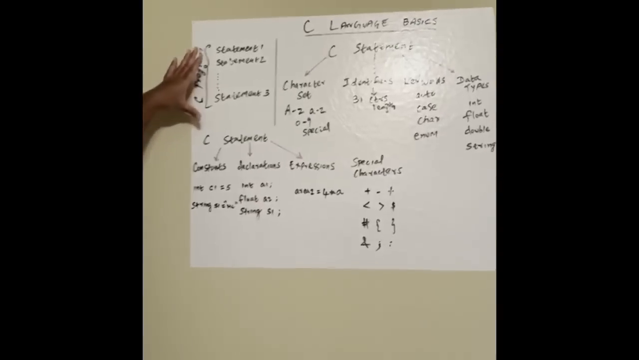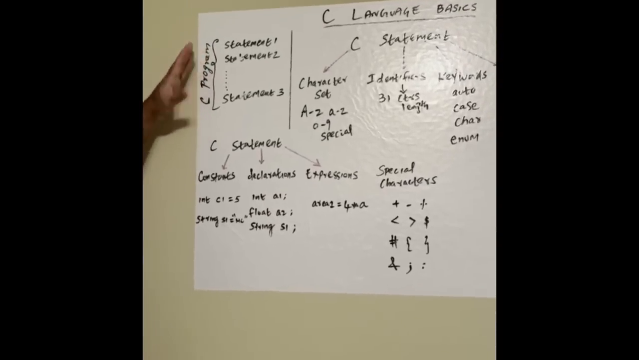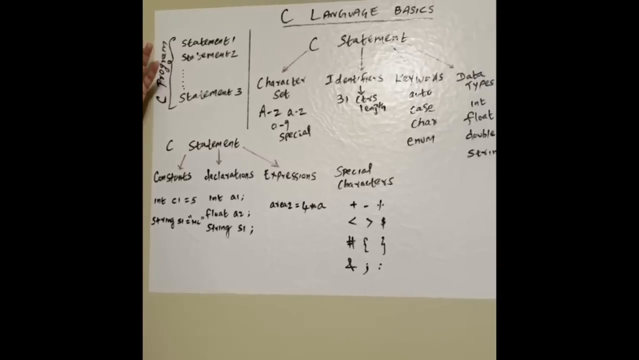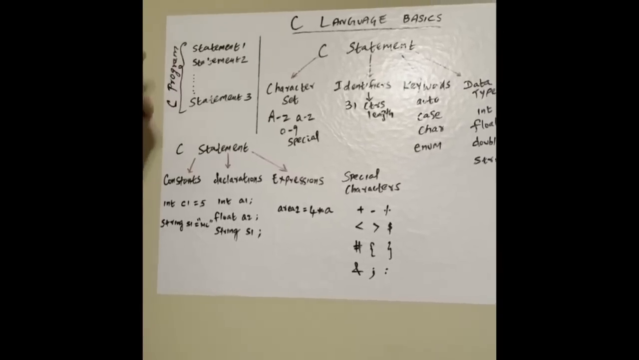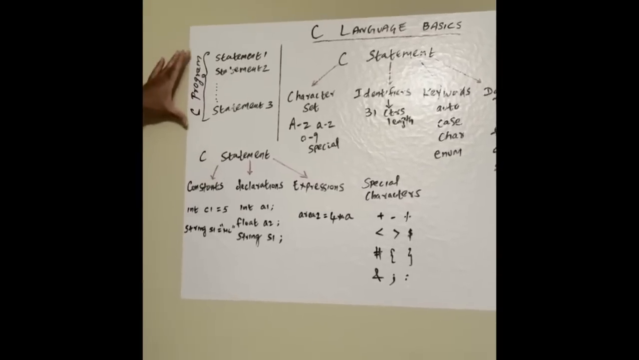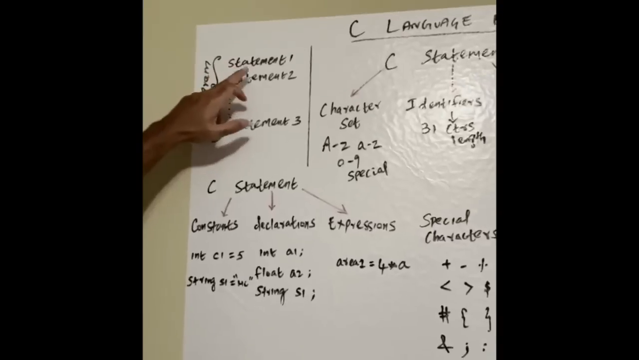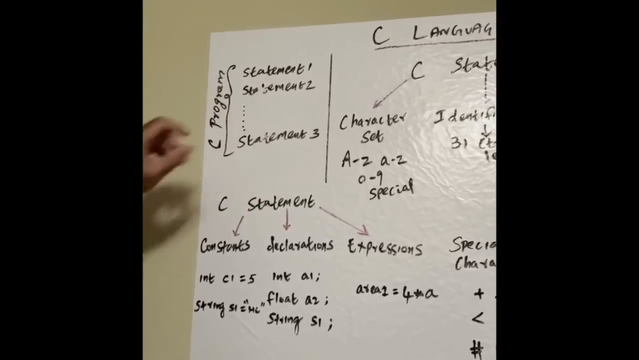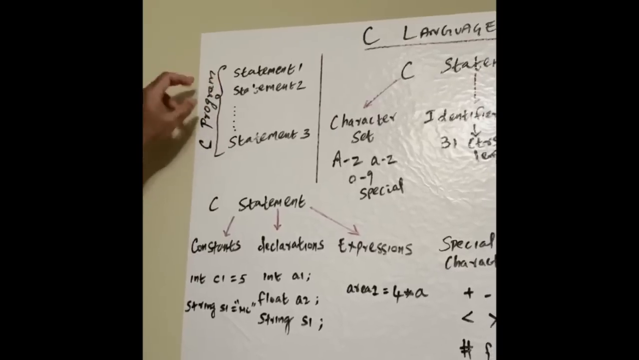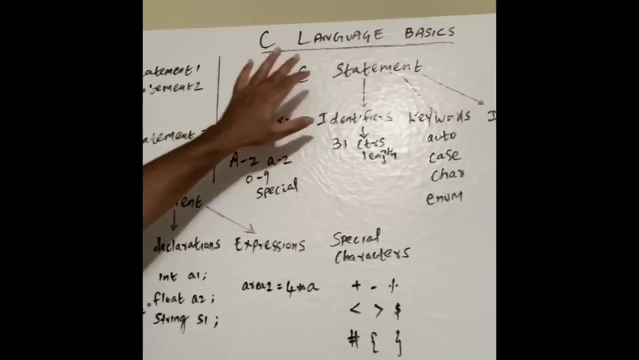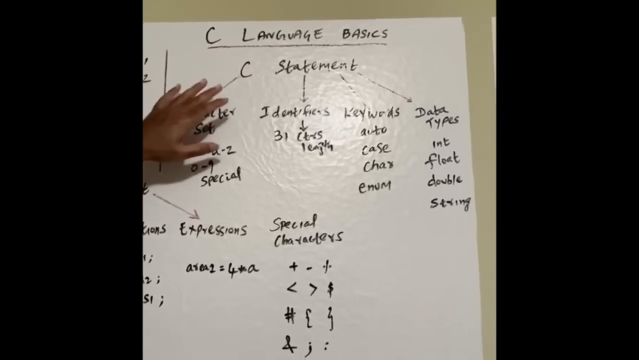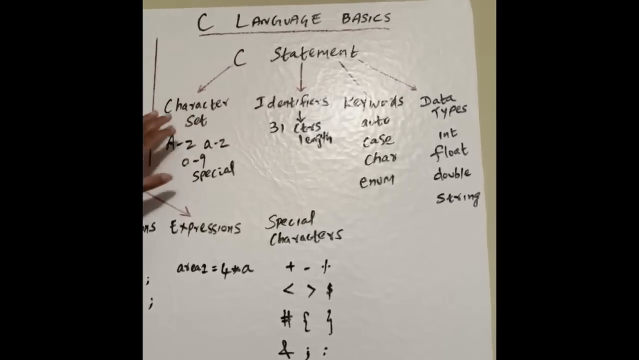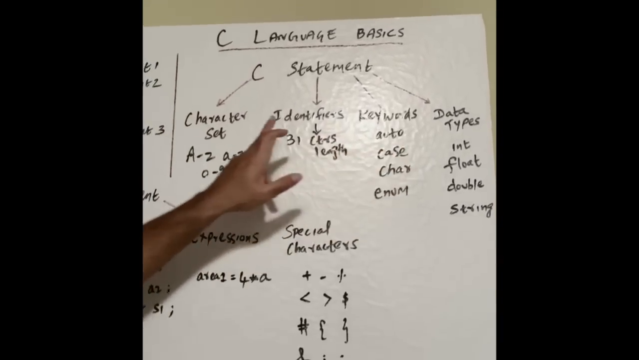A C program is a script, it's code. So it'll have like 10 statements, hundreds of statements, depending on the project. This is a sample C program. Statement 1, statement 2, like that, till say statement 10. But what is a statement? So the C statement, C is a language, like the English language. It has a syntax, and these are the parts of the C language.